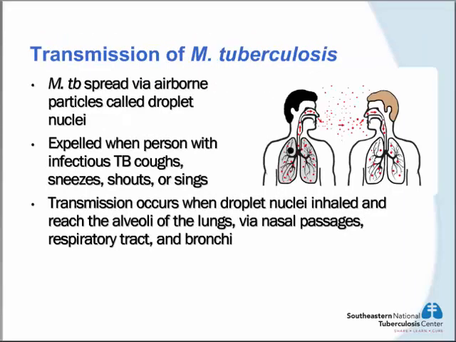The transmission of TB is airborne. It gets spread through what we call droplet nuclei. When a person that has contagious TB coughs, or even sometimes sneezes, shouts, or sings if they have TB in the larynx, they expel these droplet nuclei into the air. The transmission occurs when droplet nuclei are inhaled and they pass through the nasal passages and respiratory tract and reach the alveoli in the lungs.